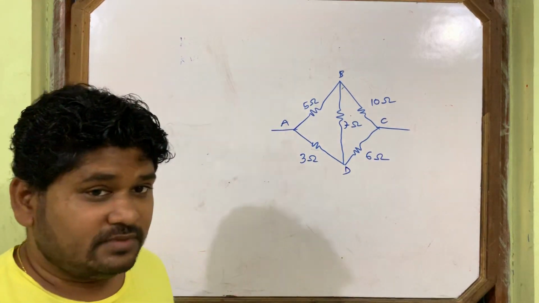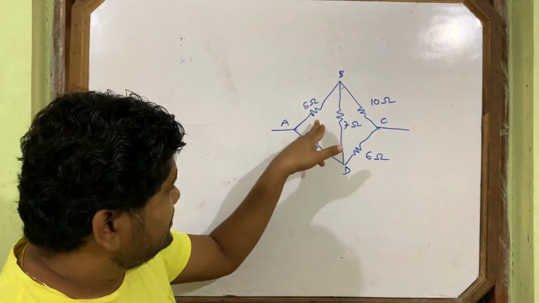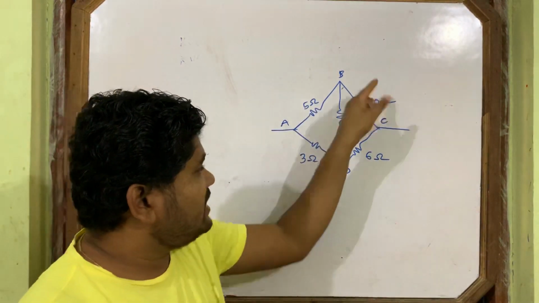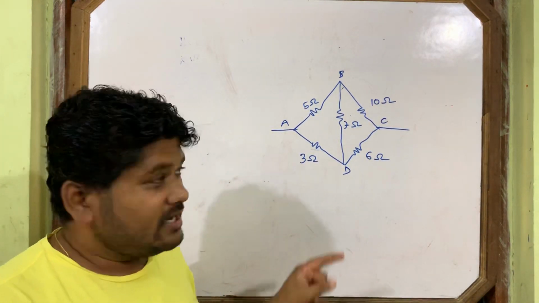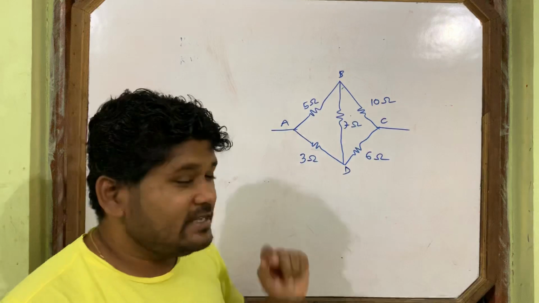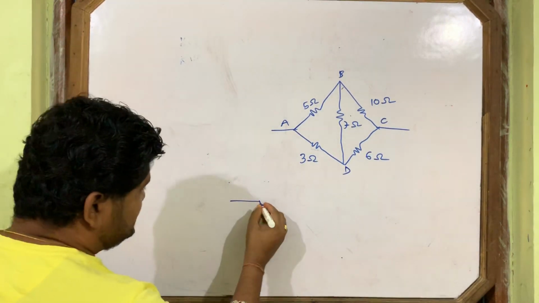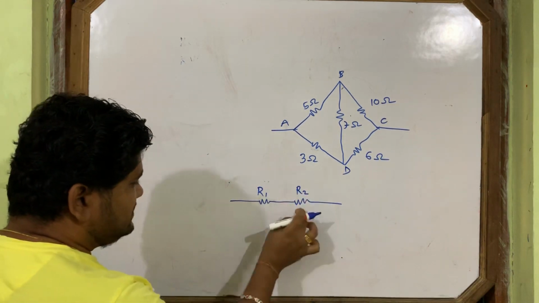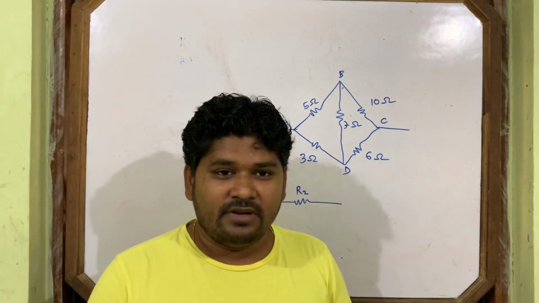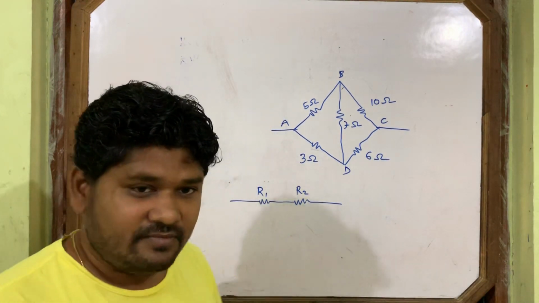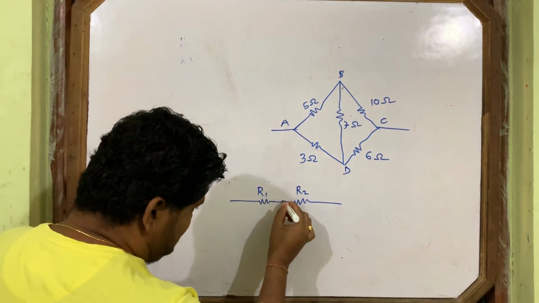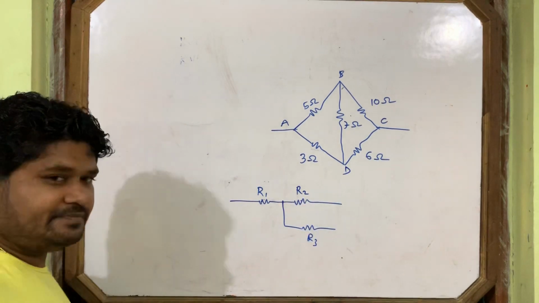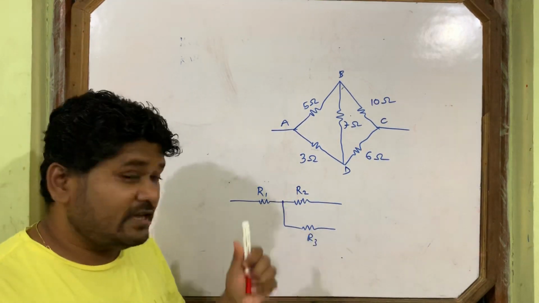Some students, when 7 ohm is connected, always think 5 and 10 are connected in series. Now they are not connected in series because in between them one wire is connected. Series connection means one resistor is directly connected to another resistor. But if another wire is going like this, suppose R3, now both are not in series. If one wire goes like this, then they are not in series.